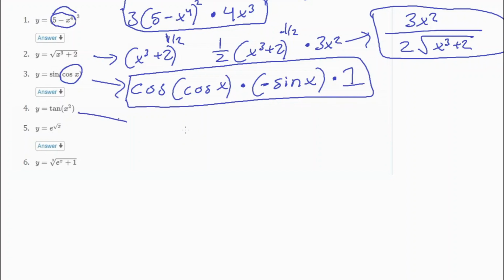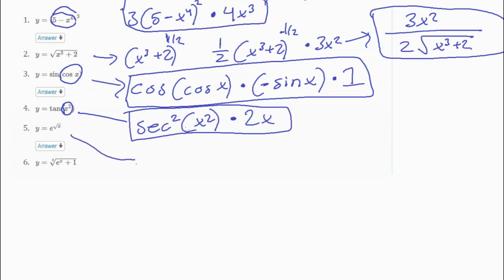And now we move on to tan of x squared. So the derivative of this is going to be, we're going to have x squared as our inside function. The derivative of tan is going to be secant squared, and then in here would be x squared, and it would stay the same, multiplied by the derivative of whatever's inside, x squared, so we're going to have 2x, and this would be your final answer.